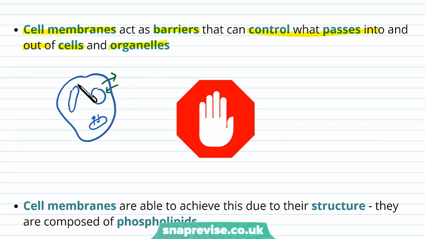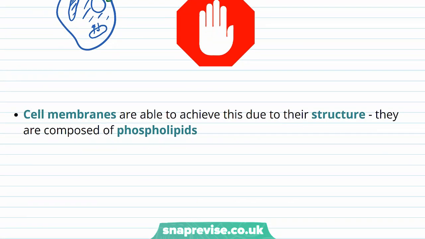And this is really, really important because the environment of these organelles and of the cell itself needs to be very tightly controlled so that it can carry out the right functions. For example, the levels of ions, the level of water, and how many enzymes are around. If this wasn't regulated and there was no barrier to control this, then everything would fall apart very quickly. So cell membranes are able to act as a barrier because of the structure which makes up the cell membrane. And the structure which makes them up is made of a molecule called a phospholipid.